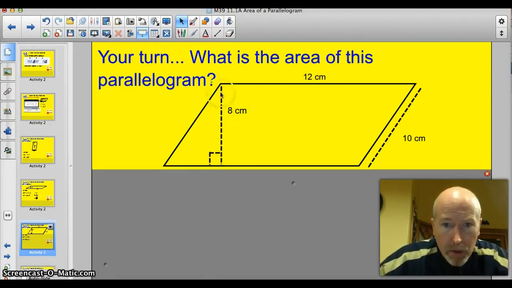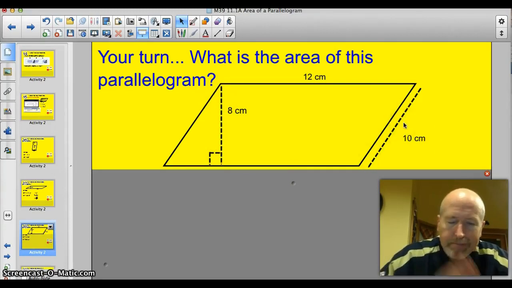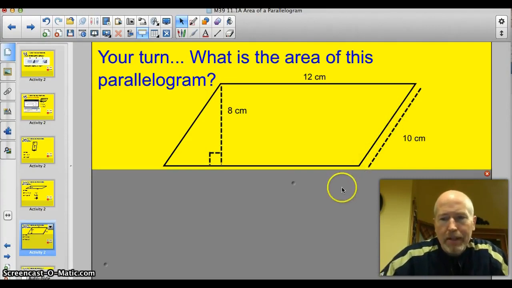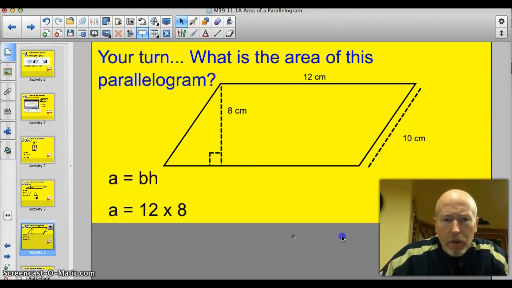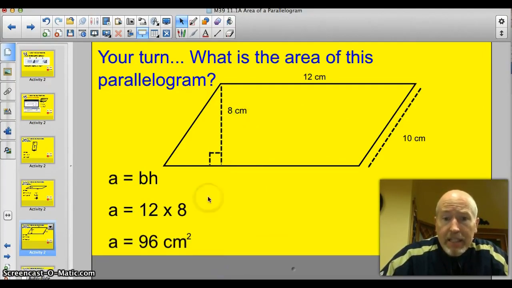Oftentimes they do that, just showing that this line is parallel to the base. And this thing over here, it's garbage. It's nothing. I just threw it in to confuse you, to see if I could get somebody to say 80. I hope I didn't. All right, so area is base times height. So the base is 12, height is 8, 96 centimeters squared. I hope you got that one right.